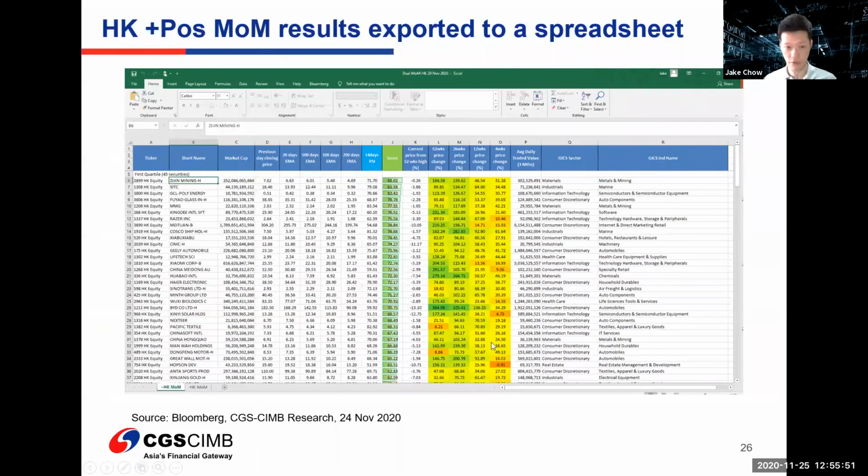Right. Not forgetting that this GICS sector breakdown is also included, both in Bloomberg and an Excel spreadsheet, to give you a feel of what are the sectors that are relatively stronger. Like in this case, Hong Kong is dominated by IT and consumer discretionary, and of course, Shanghai is also dominated by consumer discretionary. You can see all these names are being found in the top quartile of the positive model.